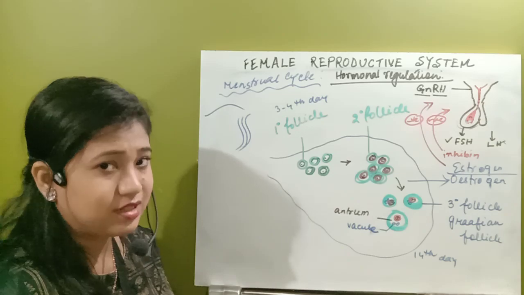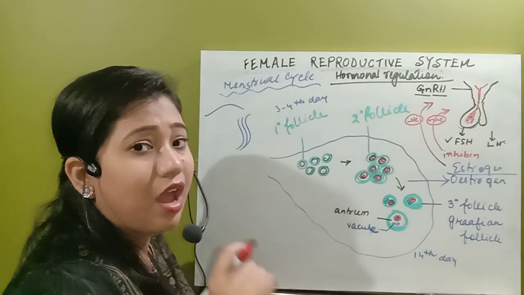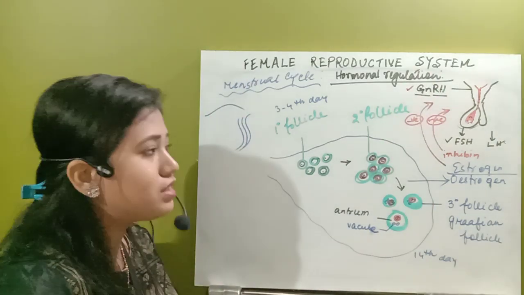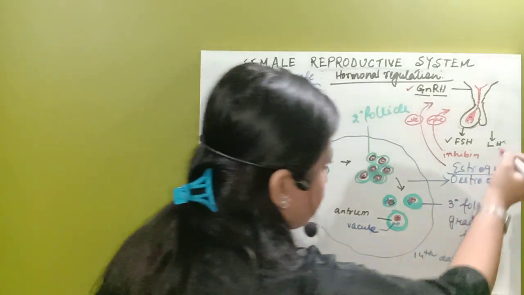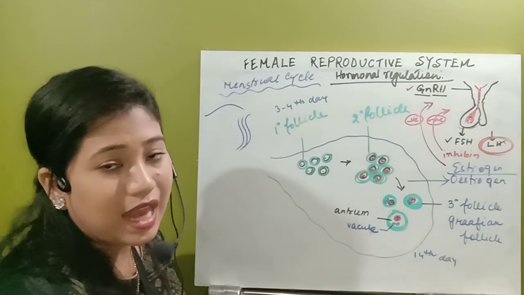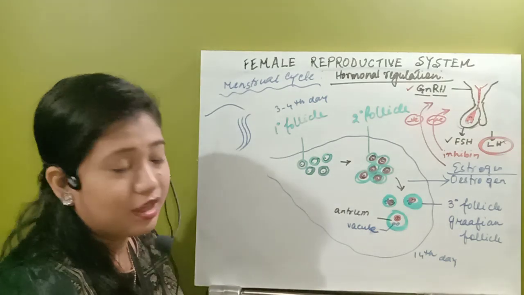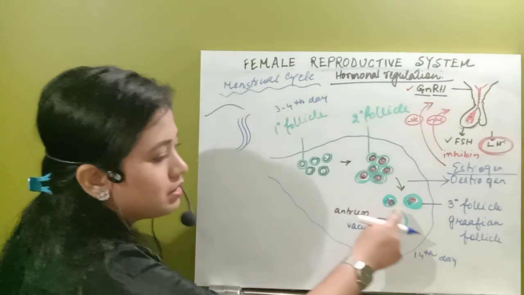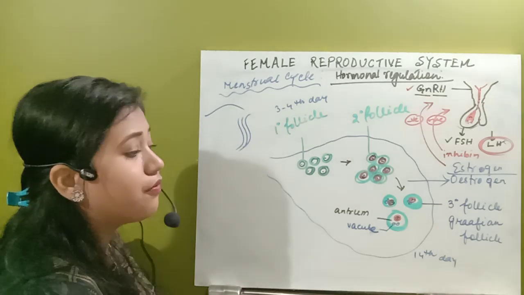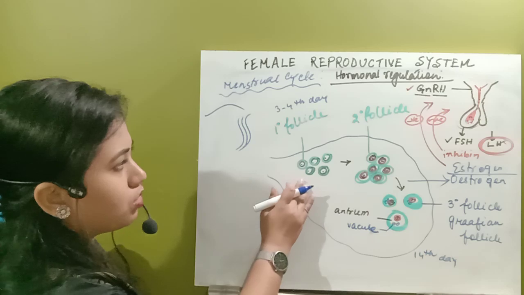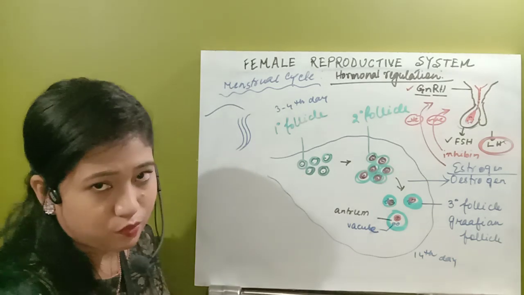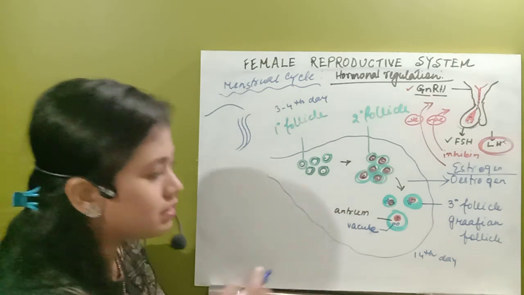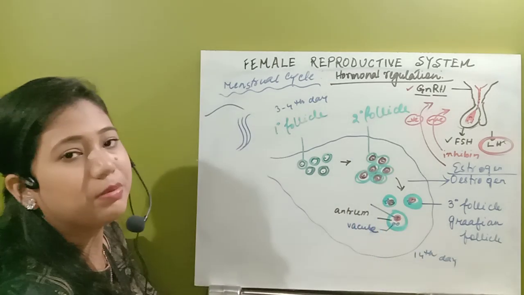But at that very time, what happens on the 14th day? On the 14th day, suddenly the GnRH will stimulate the pituitary gland to release the LH hormone. So on the 14th day, this LH hormone will be released. And what happens under the influence of the LH hormone? This Graafian follicle completes the first meiosis only. I told you, in the primary follicle it completes only prophase 1. So after prophase 1 it will complete metaphase 1, anaphase, and then telophase, and this primary oocyte only completes the first meiosis.